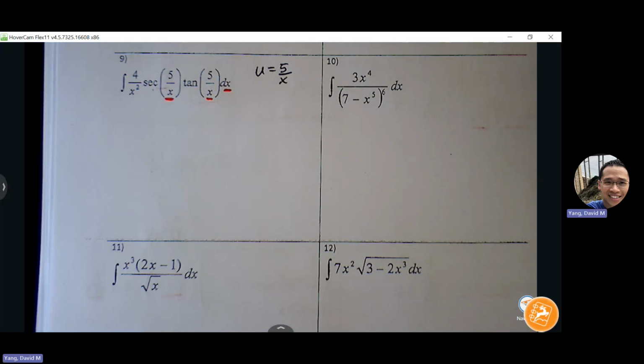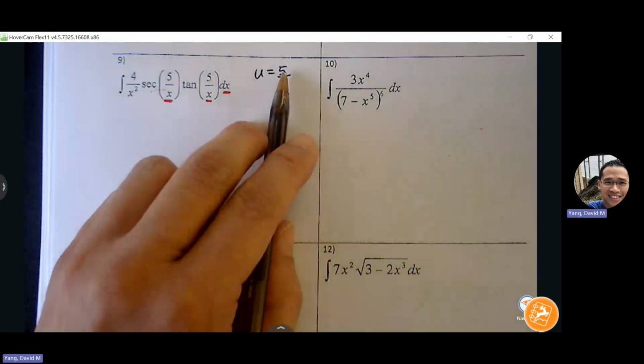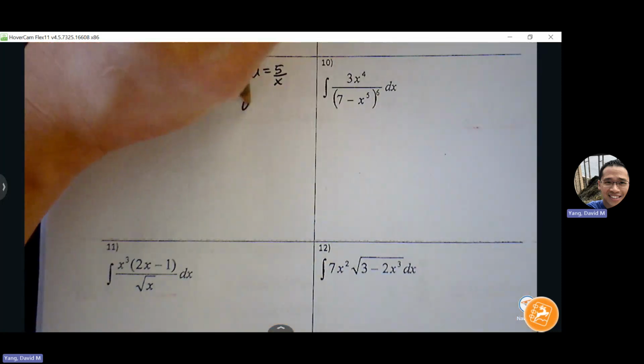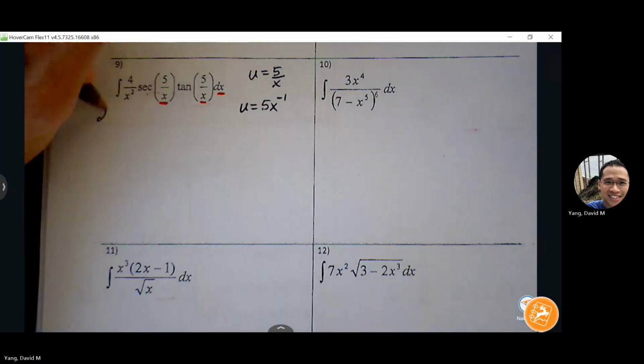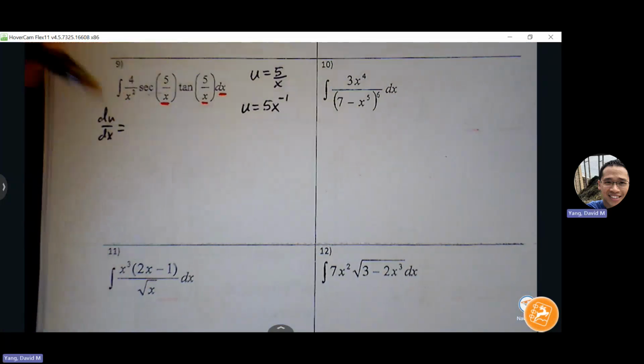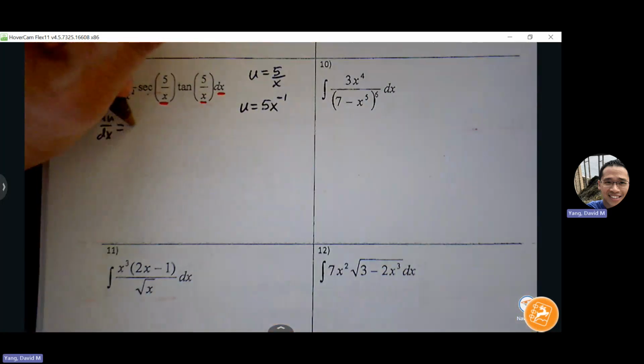If we want to work through this a little bit more than what we have so far, if our u value is 5 over x, what can I do to find the derivative? Yeah, we could do quotient rule, right? But this is an easy one to avoid quotient rule. We can say u is equal to 5x to the negative 1. Therefore, du over dx equals what? What's the derivative? Yeah, negative 5x to the negative 2.